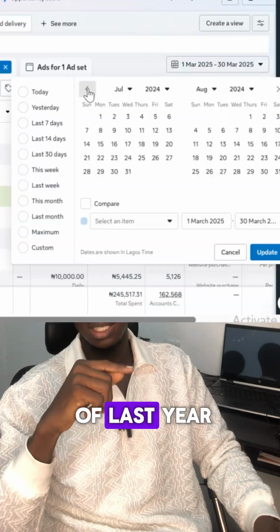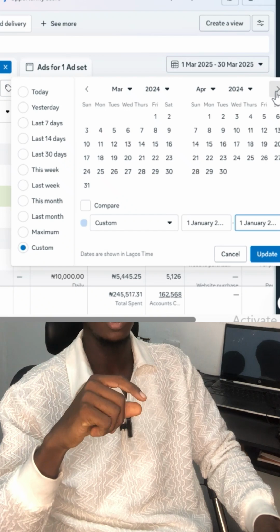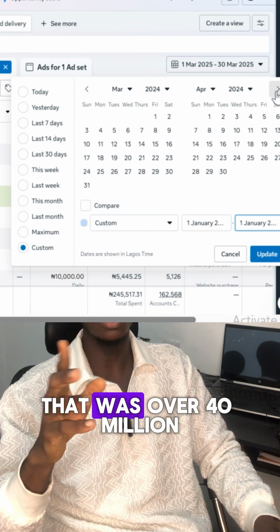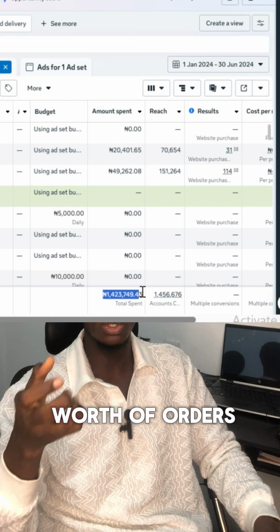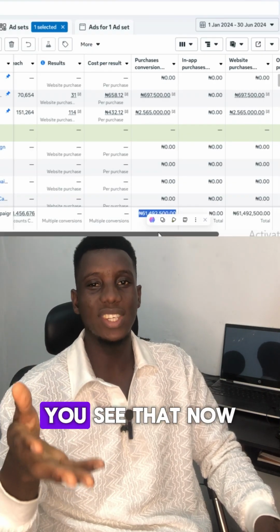Within the first half of last year, we generated over 61 million naira in worth of orders. From one product alone, we generated 2,134 orders. That was over 40 million naira in total worth of orders, and we spent just over 1 million naira on ads. You see that now?